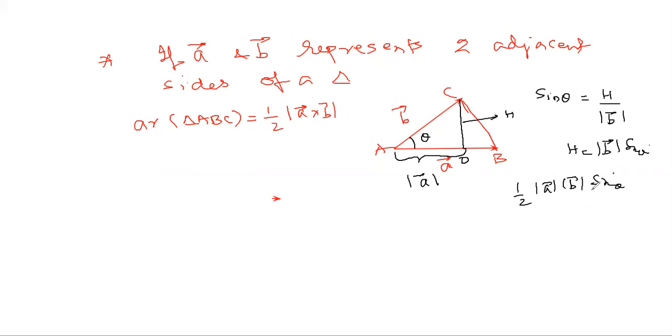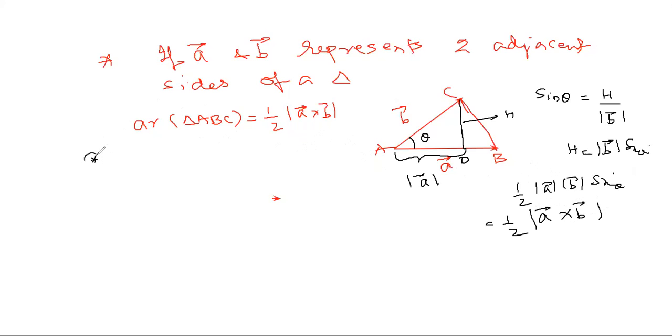and n cap, because you need the direction. No need of direction, because this is the magnitude. So this is the magnitude of A cross B. If you find the magnitude of A cross B, you will get this one. So by this way, we can find the area of a triangle.